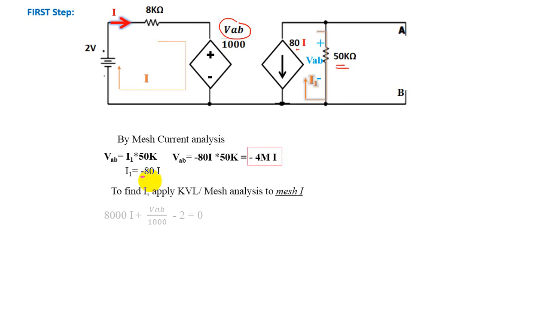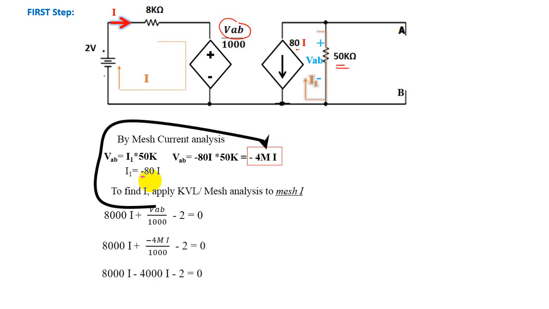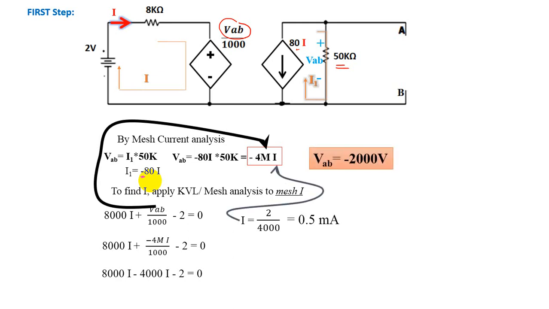When you apply KVL from my first mesh, this is my equation: 8000 I plus VAB by 1000 minus 2000 minus 2. VAB we have solved, it is nothing but minus 4 into 10 power 6 into I. When I substitute that, I get the value of I as 0.5 milliamperes. And when I substitute this 0.5 milliamperes above, I get VAB as minus 2000 volt. Now VAB is minus 2000 volt. It is nothing but the voltage across 50K or the voltage across these two terminals VAB.